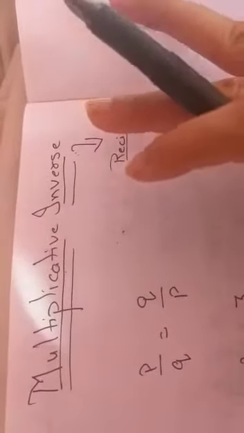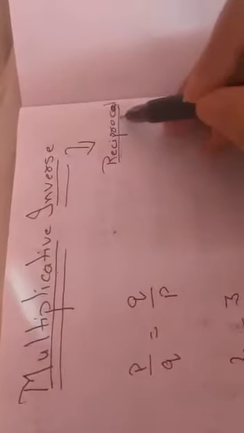Next is multiplicative inverse. Now, the inverse of multiplication is division. So in multiplicative inverse we have to take the reciprocal. Suppose a rational number p by q is given to us. So the reciprocal of p by q will be q by p. Now let's take numbers. Suppose a rational number 2 by 3 is given to you. So its reciprocal will be 3 by 2.